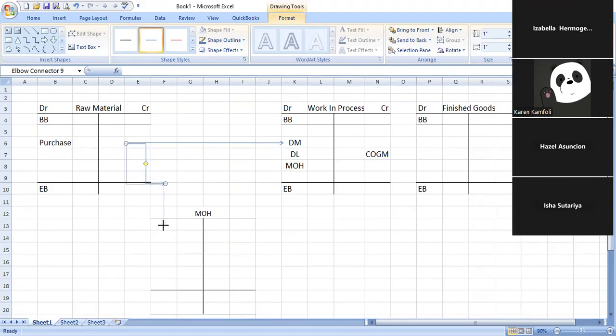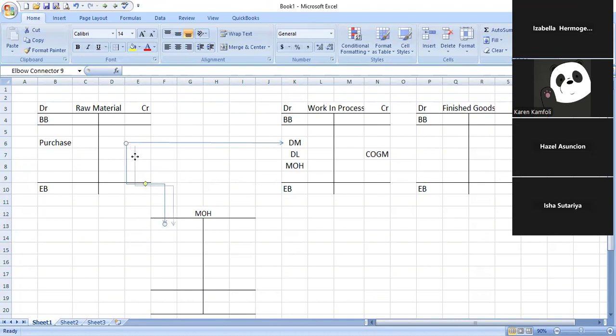To fit my purposes. No, it doesn't work that way. So this will be my indirect material. I'm going to put it like that. That will be my indirect material.